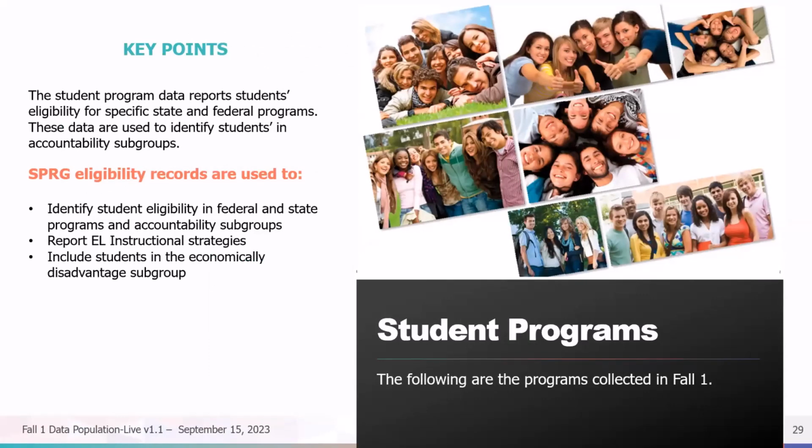In Fall 1, the student programs file type identifies students who are eligible for and/or participating in specific California state or federal programs. Fall 1 eligibility program records are used again to identify eligibility in state or federal programs, report English learner instructional strategies, which is done in LIP SPRG program records using codes 300 to 307, and can help to include students in the socioeconomically disadvantaged subgroup.